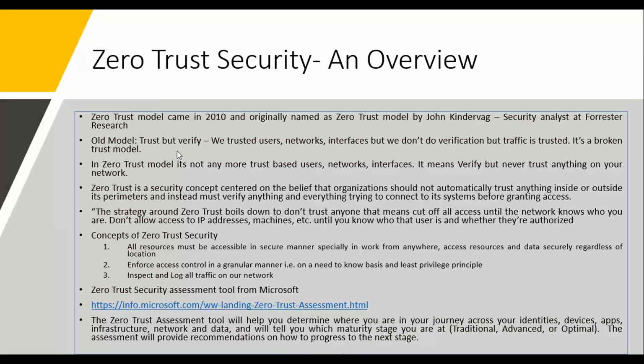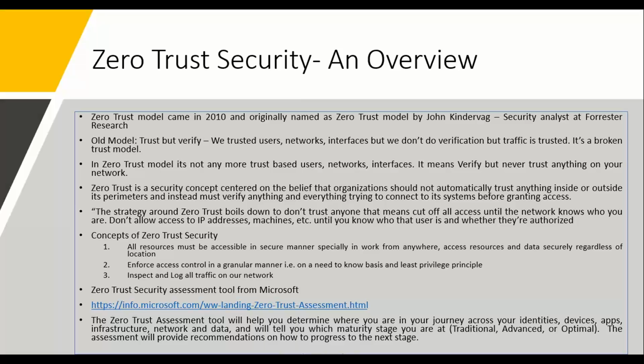So zero trust security is a model that came in 2010 and originally named as zero trust model by John Kindervag. He's a security analyst at Forrester Research, and currently he works with Palo Alto Networks. So he coined this term zero trust model in 2010. The old model is trust but verify, where we trusted the user's network interfaces but don't do verification, but traffic is trusted. So it's kind of a broken trust model. In zero trust model, it is not anymore that we trust the user's network or interfaces. It means we verify but never trust anything on our network.